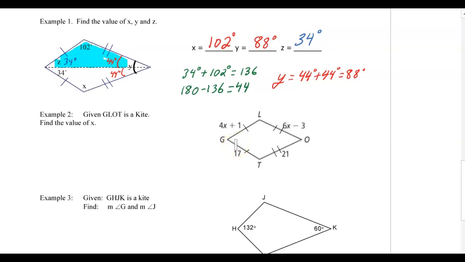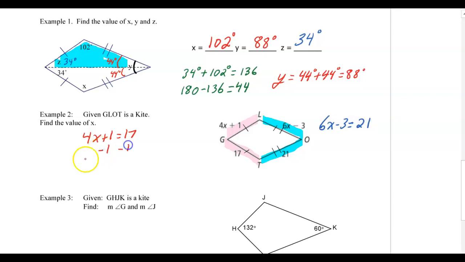Let's take a look at example number 2. So here we have a kite, so we know these pink segments are congruent. We also know the blue segments are congruent. So there's actually two ways of doing this problem. Some people may say 4x plus 1 is equal to 17. Other people may do 6x minus 3 is equal to 21. We're going to solve both of those and see if we get the same answer.